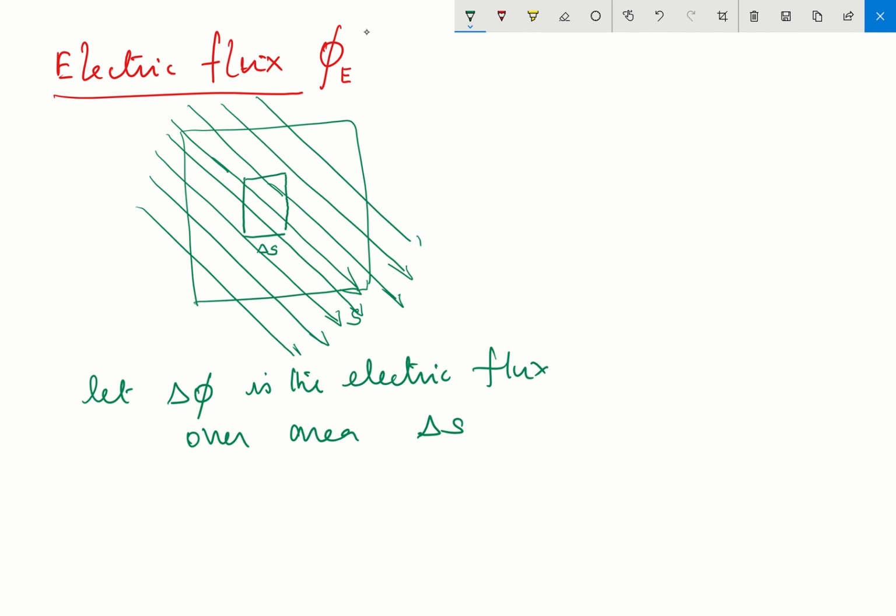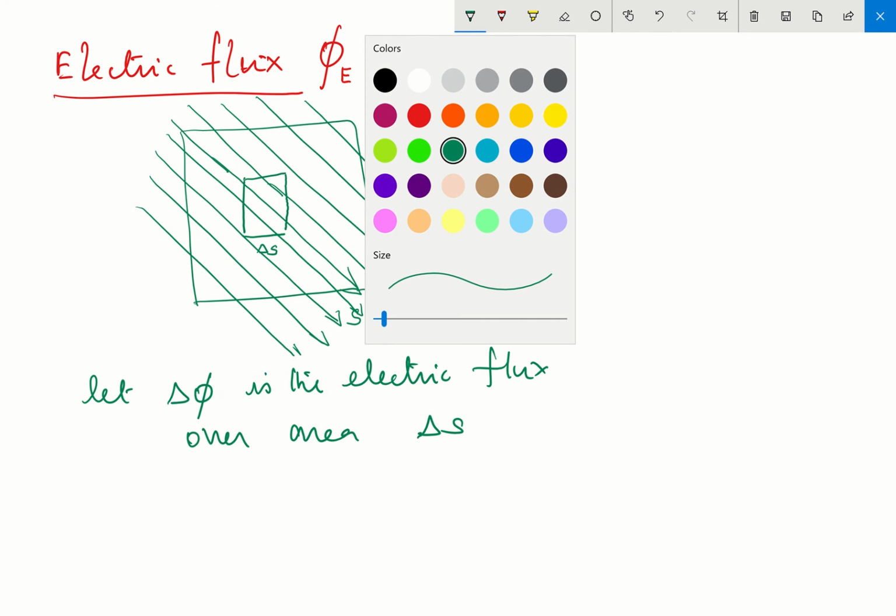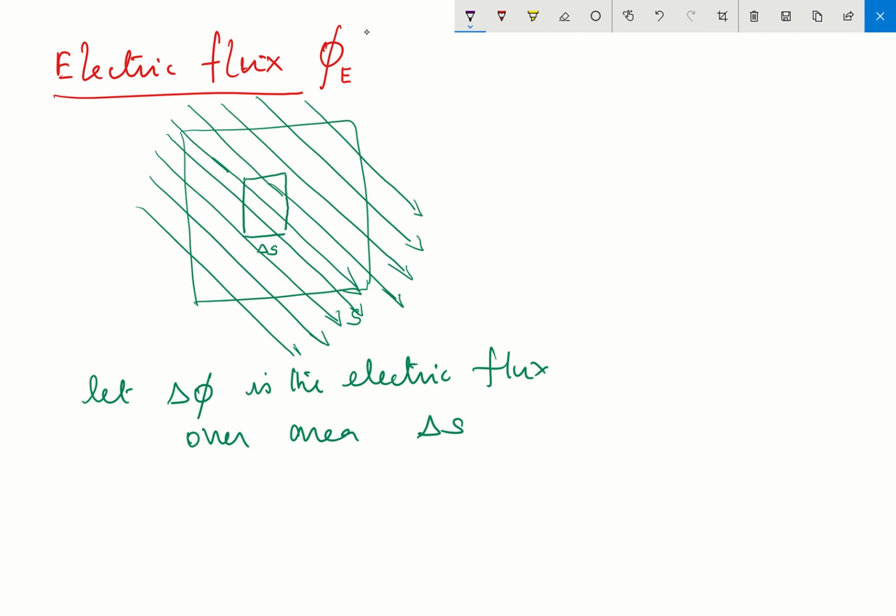Now my job is to find out the electric flux over the area S, but it is innumerable. So I am taking a very small area, delta S, and I am going to draw the area vector here. What is the area vector? This is a line which, from this point, if I draw, this is the area vector direction, delta S vector.